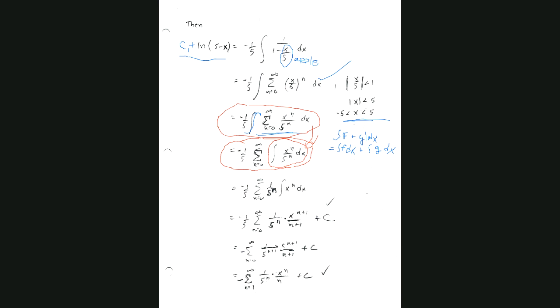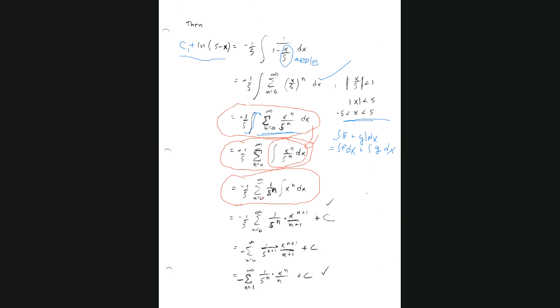So now we have -1/5 times the sum, where n goes from 0 to infinity, of 1 over 5 to the nth power times the integral of x to the nth dx. So you're adding up a bunch of integrals, an infinite number of integrals. That's what you're doing. The antiderivative, of course, of x to the nth, we're going to use the reverse of the power rule. And so you're going to get this.